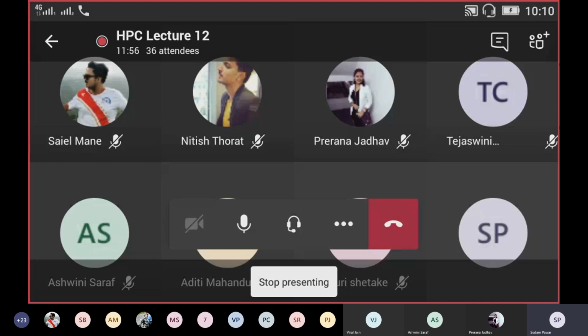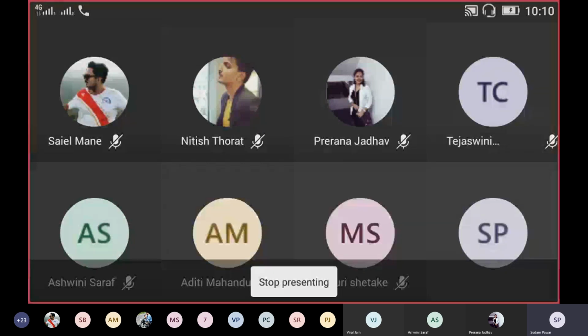This is your responsibility. If your friend is not present and you are attending, you are regular, no problem. But for those who are not attending, this is the major issue for the students.